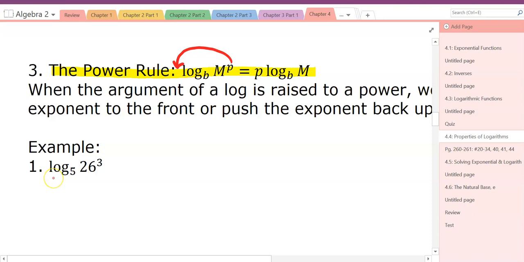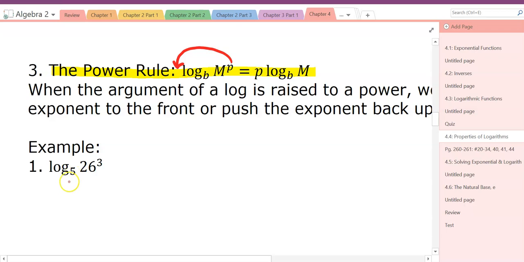So we're going to work on just rewriting these. And in the future, when you use the power rule to actually simplify things, if you have numbers that you can actually evaluate, then we would expect you to do that. For right now, though, we're just going to kind of practice writing them back and forth.